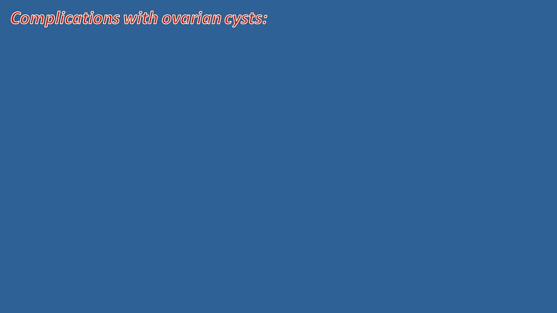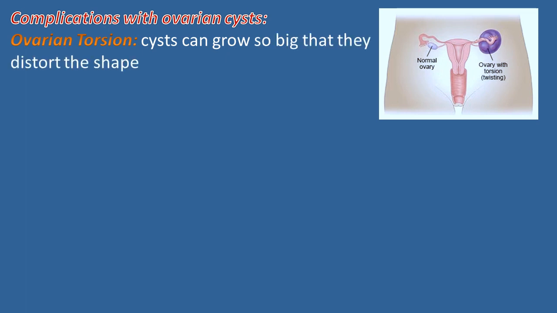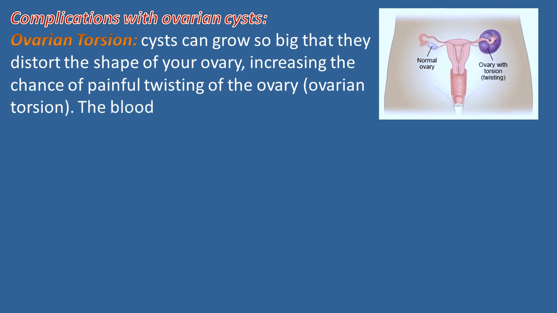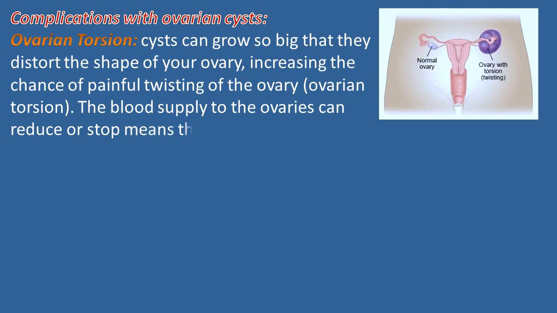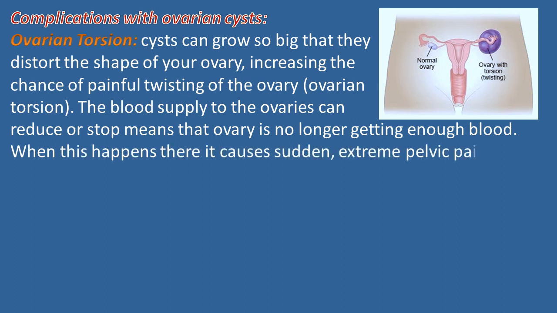Complications with ovarian cysts. Ovarian torsion: cysts can grow so big that they distort the shape of your ovary, increasing the chance of painful twisting of the ovary. In ovarian torsion, the blood supply to the ovary can reduce or stop, meaning that the ovary is no longer getting enough blood. When this happens, it causes sudden, extreme pelvic pain, nausea and vomiting.